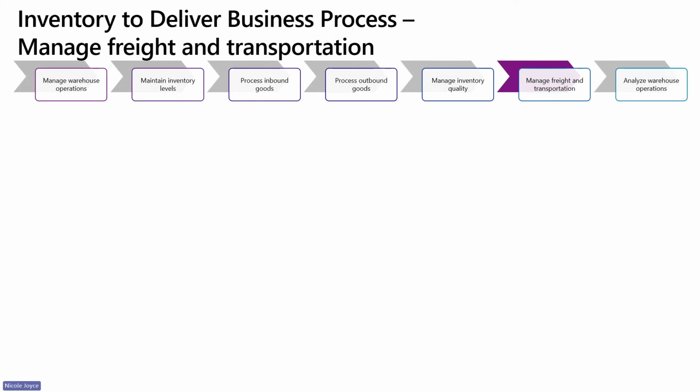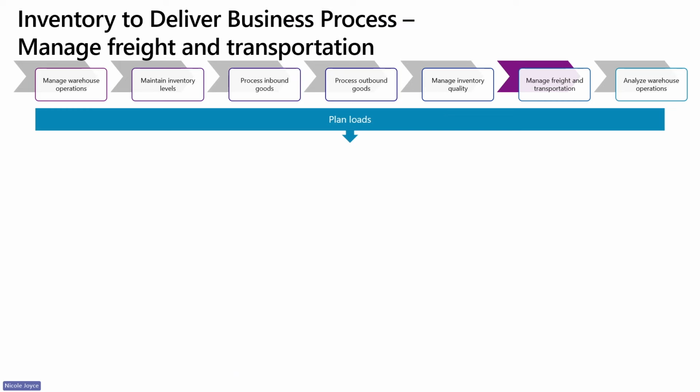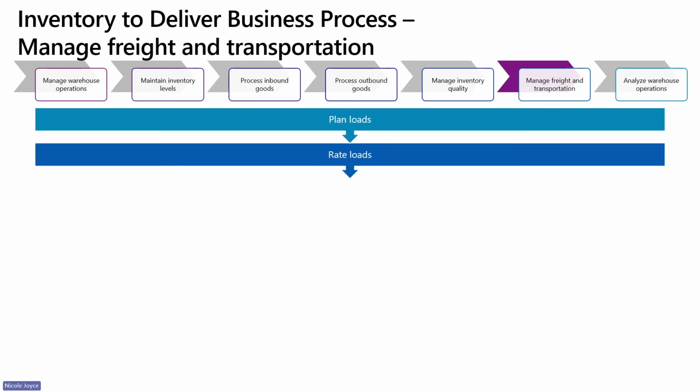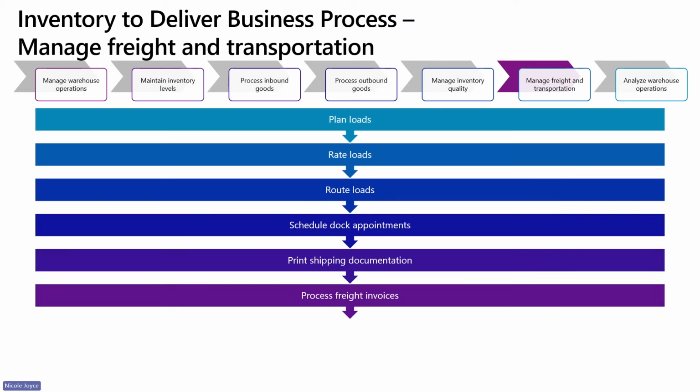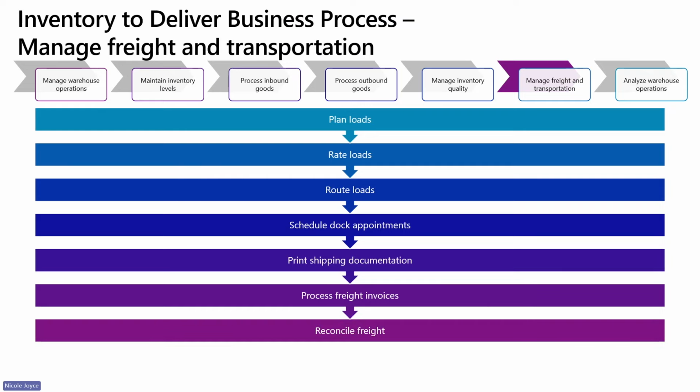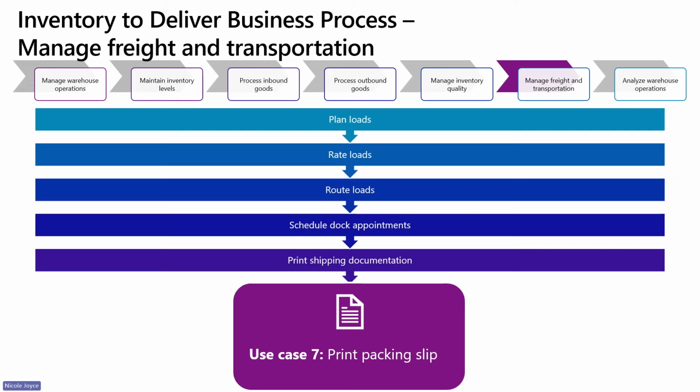All right, let's move into our manage freight and transportation business process area. Our level 3 business processes in this area include planning transportation loads, rating the loads, routing loads, scheduling dock appointments, printing our shipping documentation, processing freight invoices, and reconciling freight once we have those carrier invoices. And the level 4 scenario we're going to focus on is under print shipping documentation.